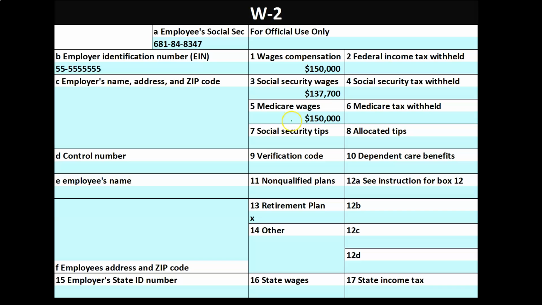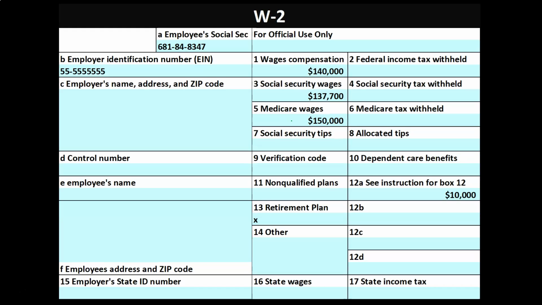Now these three boxes could all be different. For example, you might have a situation with box 1 at 140,000, box 3 still at the 137.7, and box 5 at 150. Why would this be the case? Box 3 is still capped out. It hit the cap, so it's not going to go over the capped level.